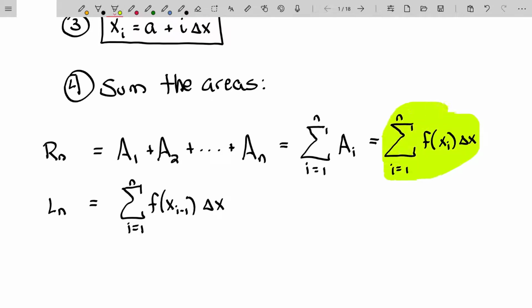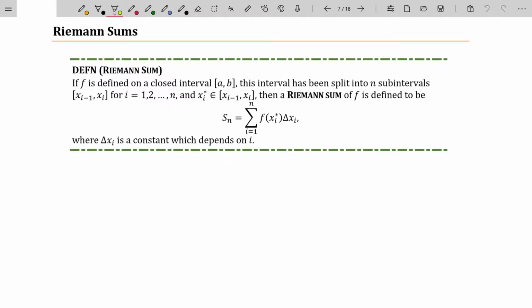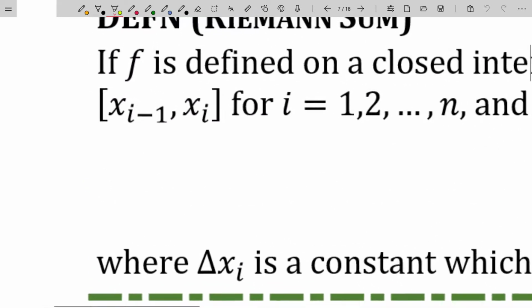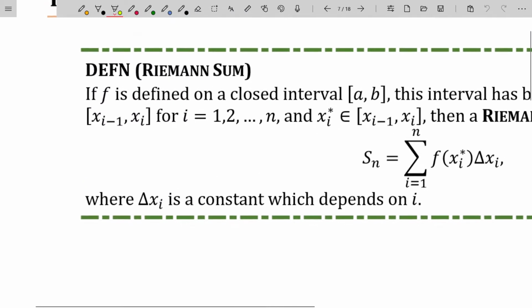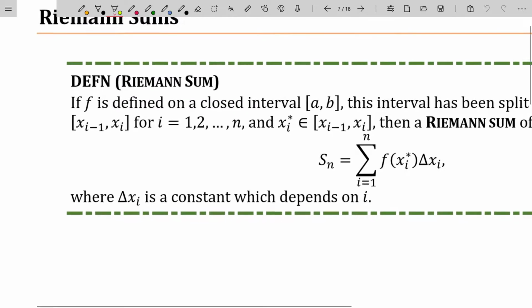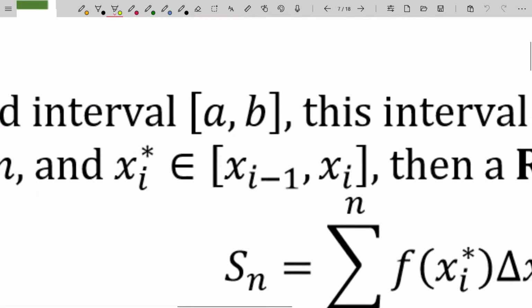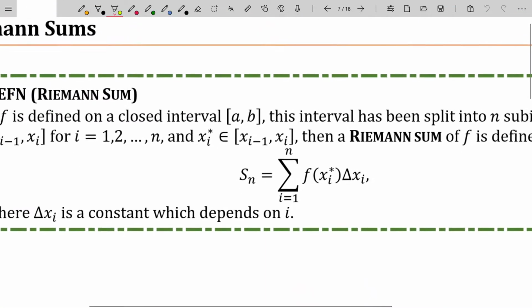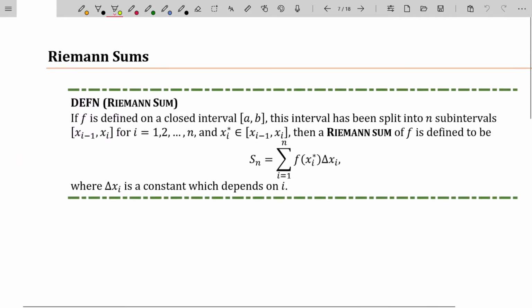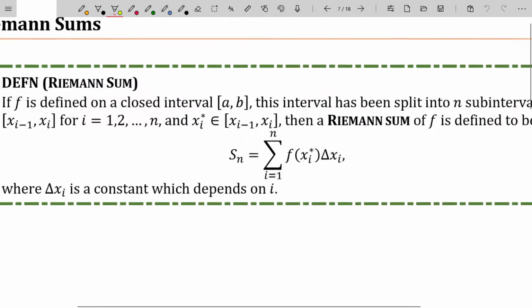and that summation, this one in particular, is called the Riemann sum. And now I can go to my first official page. So there we are. If f is defined on a closed interval, this interval has been split into n subintervals, and each subinterval is just x sub i minus 1 to x sub i for i equals 1 to n. And if x sub i star, and we'll talk about that in a moment, is some element between x sub i minus 1 and x sub i, then a Riemann sum of f is defined to be this.